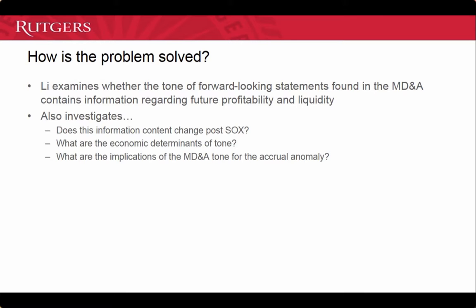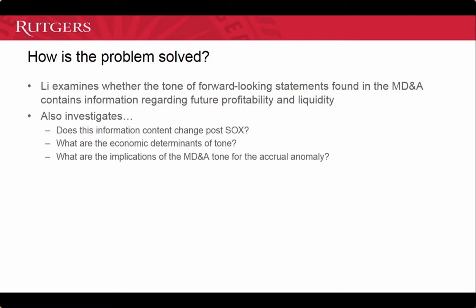Any other ways to do it? How would you determine the tone? So you can have a list of positive and negative words, uncertain words. Yeah. Okay, this goes to the next paper. All right, so we will talk about how they did it in this paper.